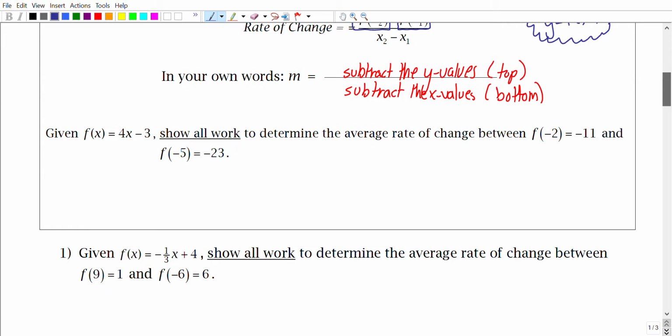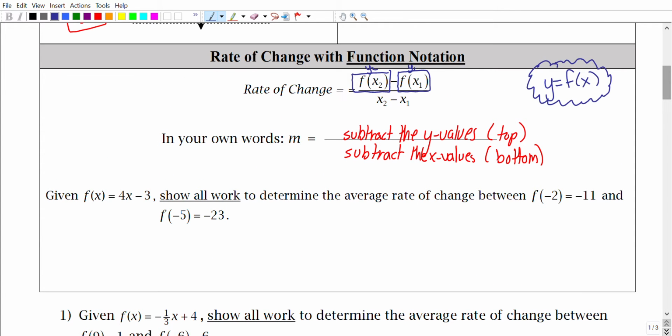It says, given f of x equals 4x minus 3, show all work to determine the average rate of change between f of negative 2 equals negative 11 and f of negative 5 equals negative 23. So, once again, guys, let's go ahead and see if we can figure this out. Now, let's focus on this for a second.